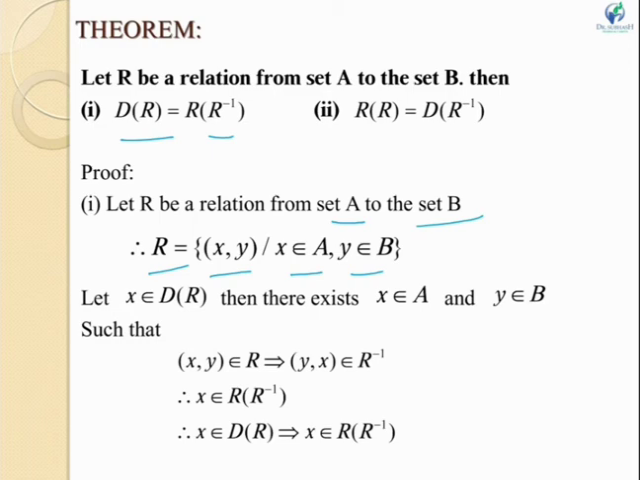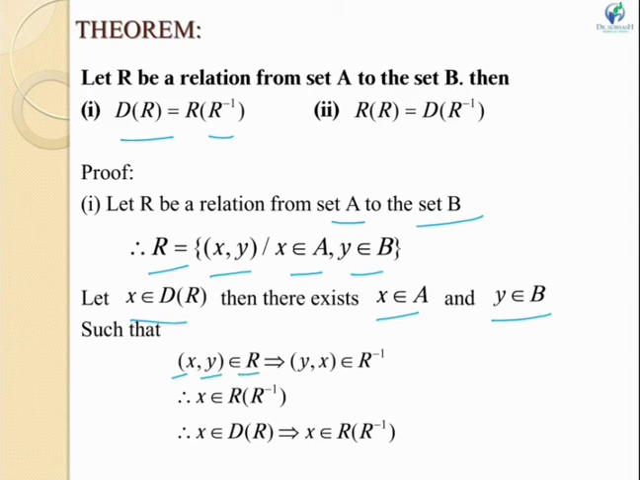Now here x belongs to the domain of R. We need to remember that the domain of R is the first element and the range of R will be the second element. x belongs to the domain of R. Then there exist x belongs to A and y belongs to B, such that since x is in the domain of R, x must be the first element and y will be the second element, which belongs to R.